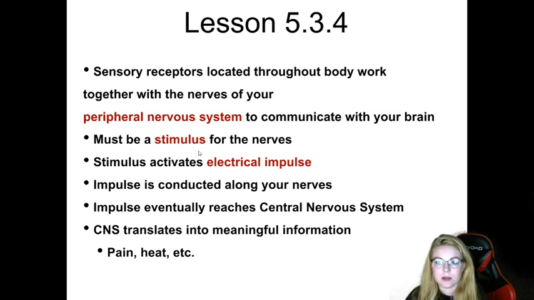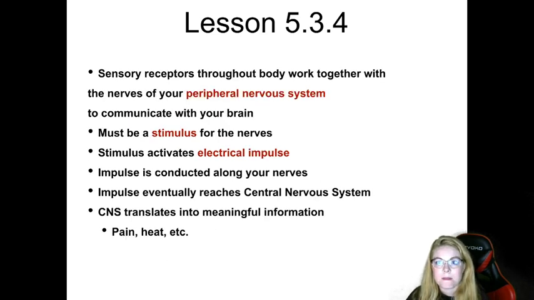There has to be a stimulus, though, for these nerves, and that stimulus comes in the form of an electrical impulse. As we've been talking about, your whole nervous system works off of an electrical current or impulse. Okay, and this impulse gets conducted along all of the nerves that stretch out from the peripheral nervous system, from your very tippy toes to your fingers. The impulse from this electrical signal eventually will reach the central nervous system, and the central nervous system, abbreviated here CNS, translates into meaningful information like pain, heat, taste, touch. And so that's exactly how we have all these senses.